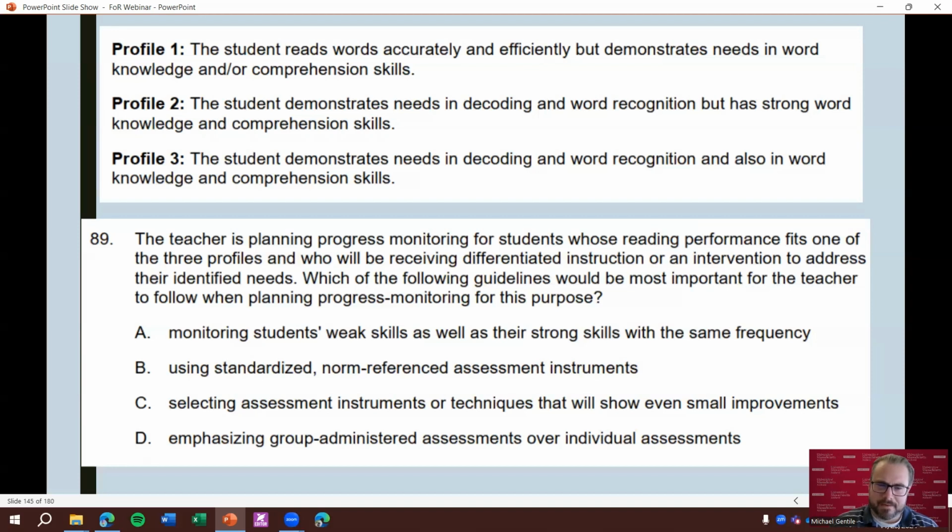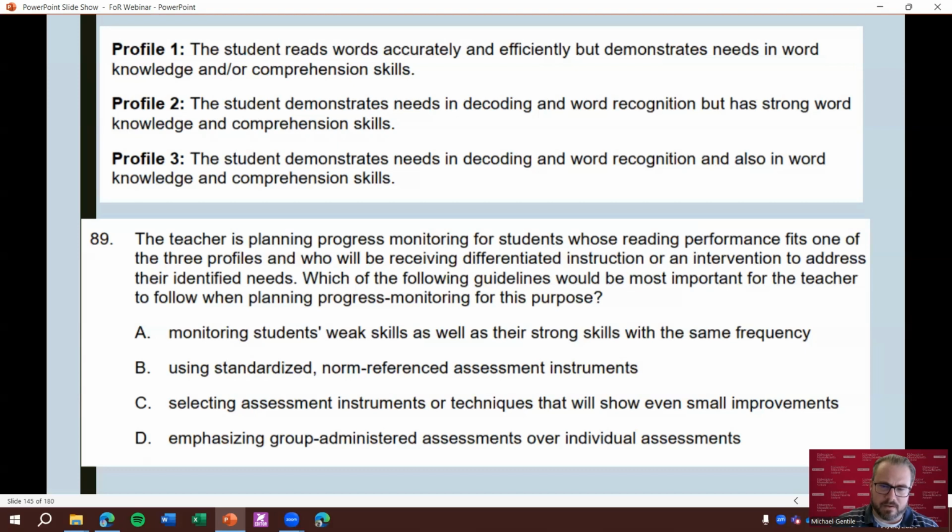A, it's nice to provide students with positive reinforcement about their strengths, but we have to be very time efficient. Teachers are very time poor, and so that's not true. We're going to be monitoring students' weak skills far more than their strong skills because we have to take time, right? Time spent assessing is time not spent in instruction. So we have to be very careful with the time we choose for assessment. And so we're going to spend that on helping them with their weak skills.